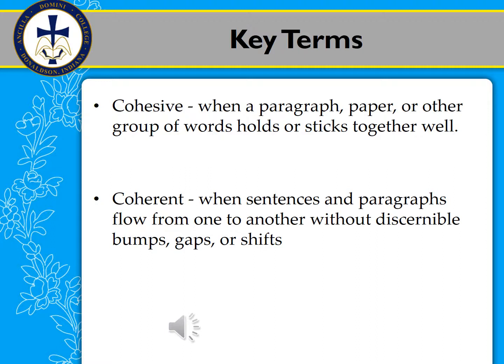The term coherent means when sentences and paragraphs flow from one to another without discernible bumps, gaps, or shifts. And we can see where that is defined. And what we want to keep in mind when you hear these words, cohesive, again, has to do with things holding together well. Maybe the whole paper, maybe a paragraph, something like that. Coherent then has to do with how it flows smoothly, basically.